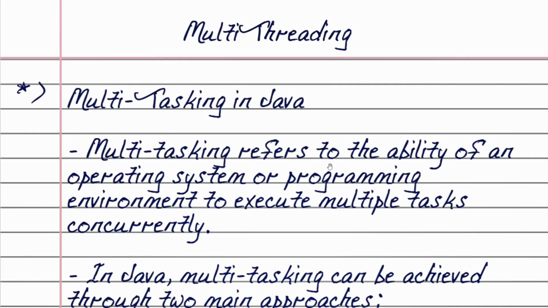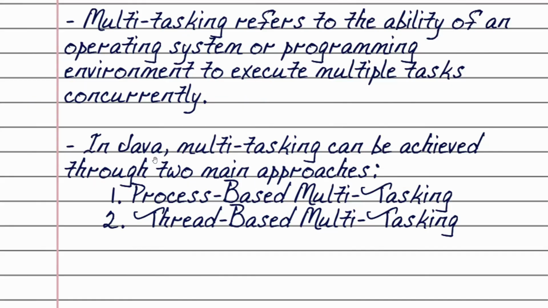Multitasking refers to the ability of an operating system or programming environment to execute multiple tasks concurrently. Multitasking is a process of executing multiple tasks simultaneously. In Java, multitasking can be achieved through two main approaches. First, process-based multitasking, and second, thread-based multitasking.